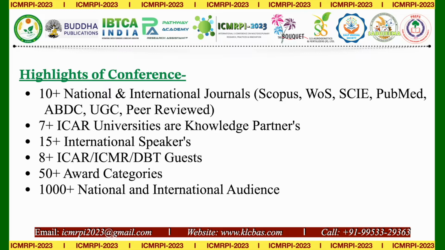50 plus award categories will be there. If you are looking to nominate your name for an award of this conference, you can also apply for the award, right? You will be nominated for the applied award as per your research area, right? So 1000 national and international audience members will be there.